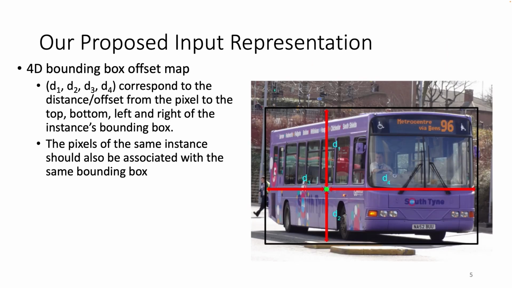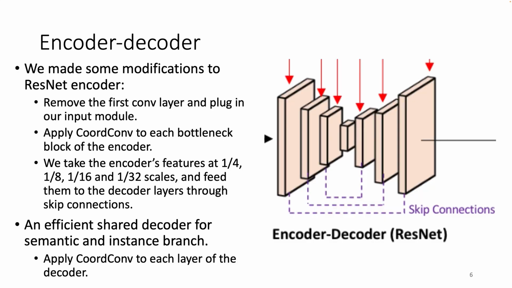The pixels of the same instance should also be associated with the same bounding box. Based on this idea, we designed a novel 4D bounding box offset map which complements the center and center offset maps. As shown in the figure, the 4 channels D1, D2, D3, and D4 correspond to the distance and offset from a pixel to the top, bottom, left, and right of the instance's bounding box. The bounding box offset maps make up the last 4 channels of the input instance maps.